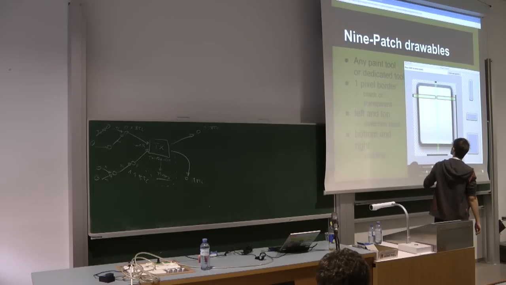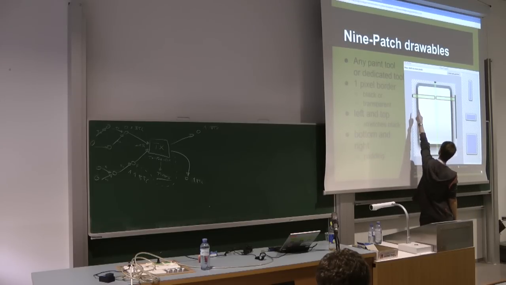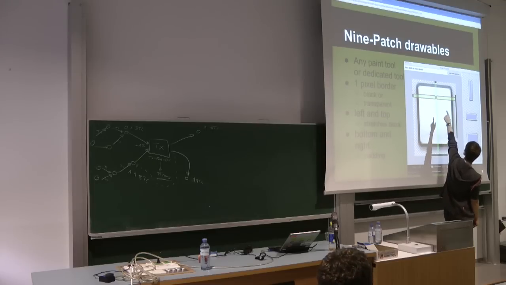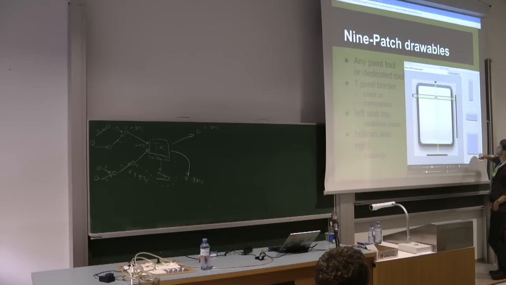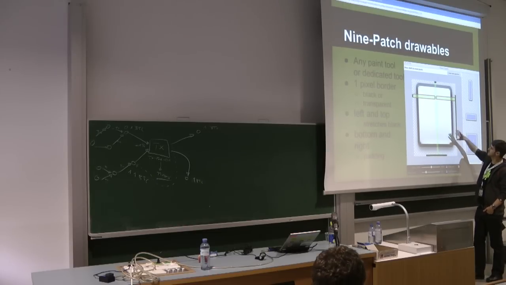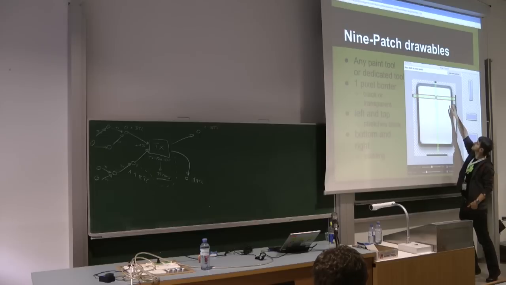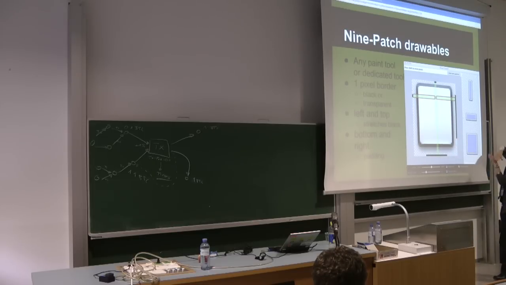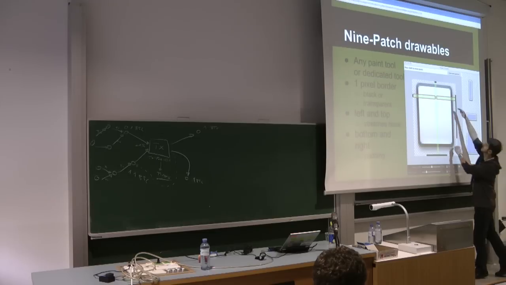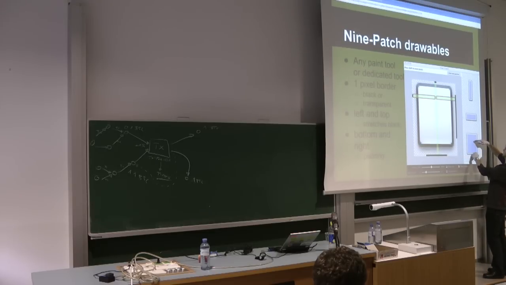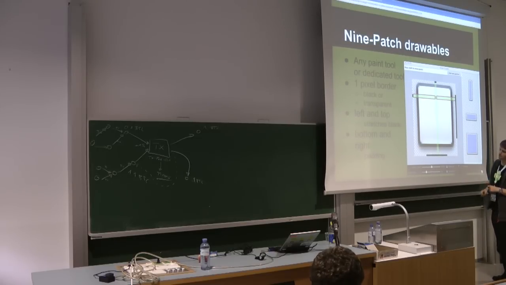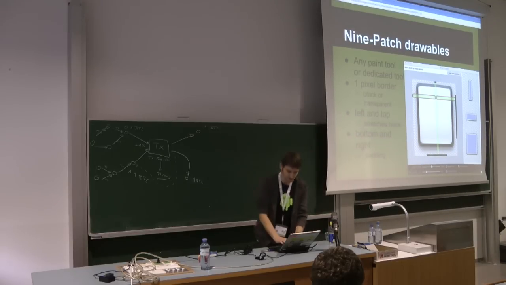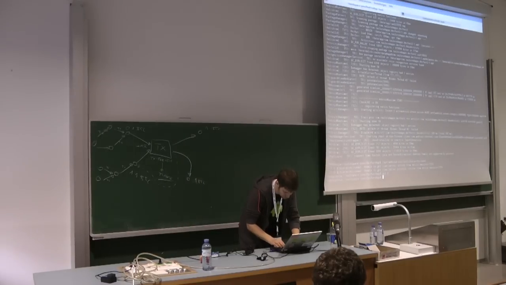So in this case, there is one pixel, a few more here and here. So this means this part is stretched. If this would be white and this would be red, the red part would be stretched. And maybe I can show it in the tool.